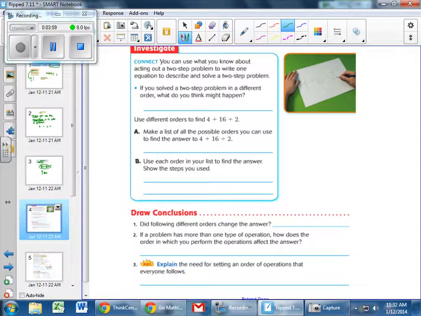So think about, you have a set of numbers and you're going to try to solve it. This one says 4 plus 16 divided by 2. You can see yours a little bit better. Mine's a little bit blurry so that I could fit it all on one slide. What's going to happen if you do 4 plus 16 and then divide that by 2? Or if you divide 16 by 2 and then add 4? What do you think is going to happen is you might get different answers.